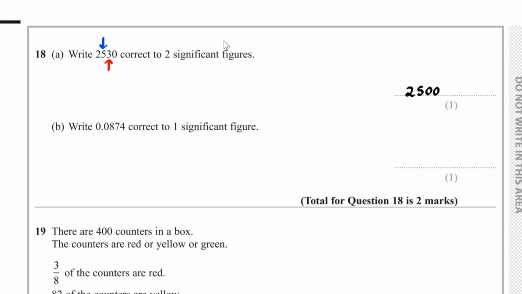Then for part B, we have to write 0.00874 correct to 1 significant figure. Well, the first significant figure is 8, the second one is the 7, and the third one is the 4. Now if I take a look at the second significant figure, that's 5 or greater, so this 8 needs to be moved up to the next digit, so we have 0.009.